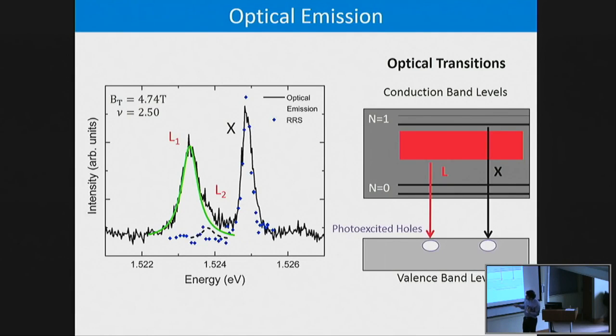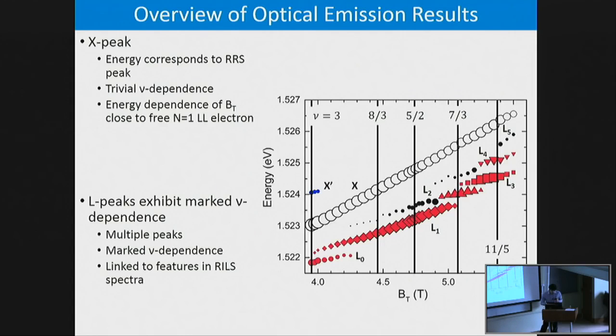But at this X peak, there's a very clear enhancement of the resonant Rayleigh scattering, and this is true at all filling factors. This is interpreted, along with the linear dispersion of the X peak's energy with magnetic field, as possible evidence that it arises from single particle like transitions, or single particle excitonic transitions.